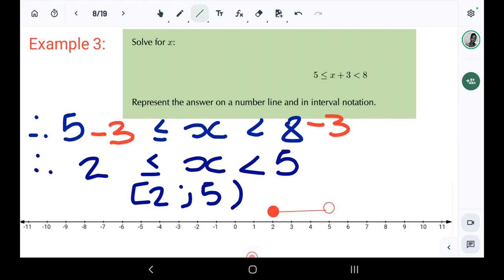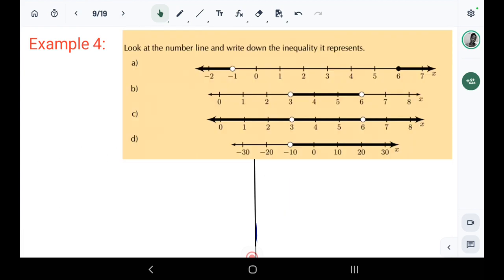And that's how you represent that. So your x is between 2, including 2, and 5, but not including 5. And that's how you represent that on the number line. This is how you represent it in interval notation. Next question.